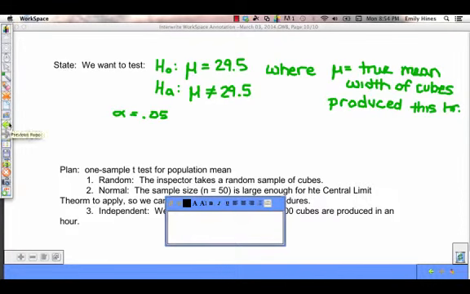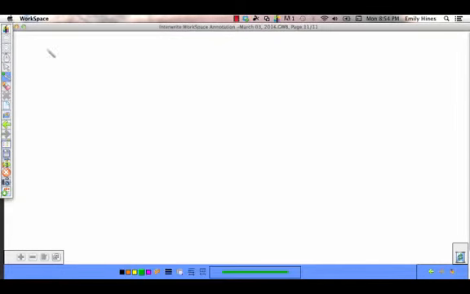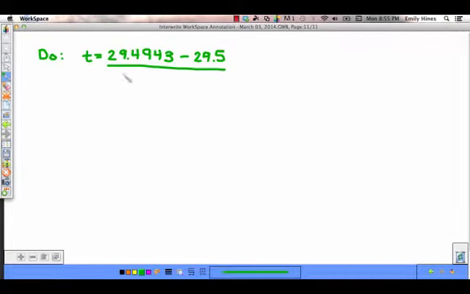Okay, now it's time for the do. The do is our actual value, which is really close to the 29.5. Okay, because I got to make my t statistic. It was 29.4943 minus 29.5 divided by 0.0877 divided by the square root of 50.